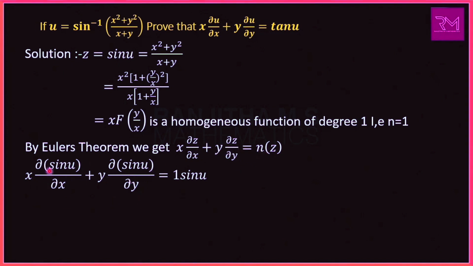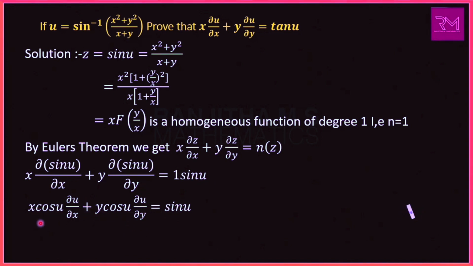Next step, we have to differentiate this sine u with respect to x, and also with respect to y. We get the values as del u by del x and del u by del y. That is x into, here differentiation of sine u with respect to x is cos u into del u by del x, plus y into, here differentiation of sine u with respect to y is cos u into del u by del y, which is equal to sine u. Here also cos u term, here also cos u term.